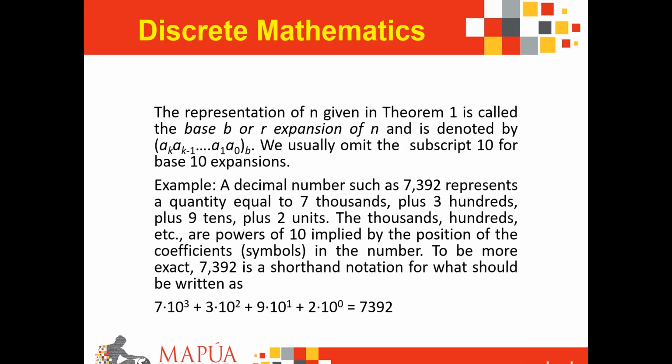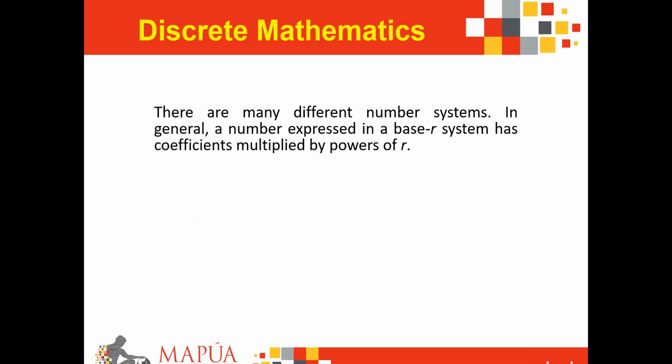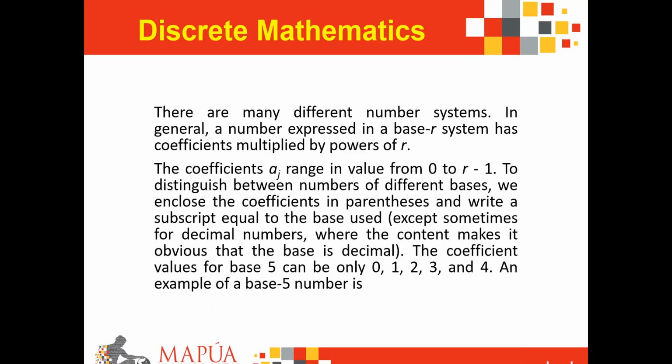There are many different number systems. However, in general, we often express a base r system as coefficients that are multiplied by the powers of r. The coefficients a subscript j range from values 0 up to r minus 1. Therefore, if you have base 10, you only have from 0 to 9. If you have base 2, you only have 0 to 1. If you have base 8, you only have values from 0 to 7. And if you have base 16, you only have values 0 to 15. So if you have a number in base 5, you only have values from 0 to 4.